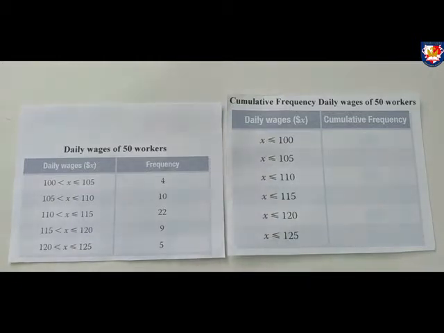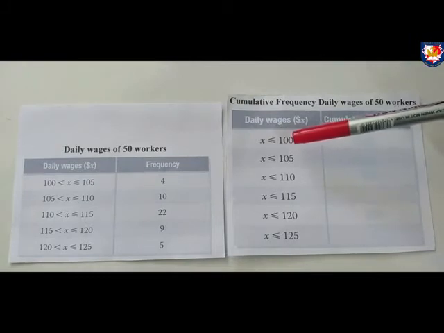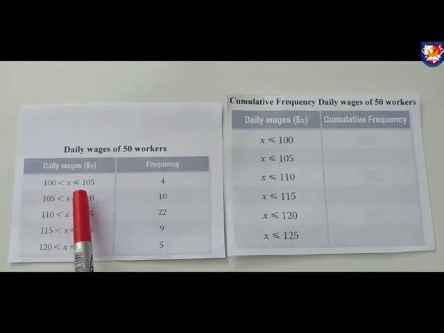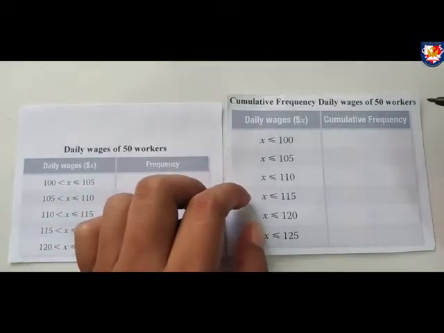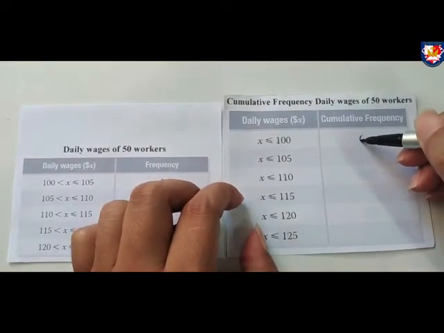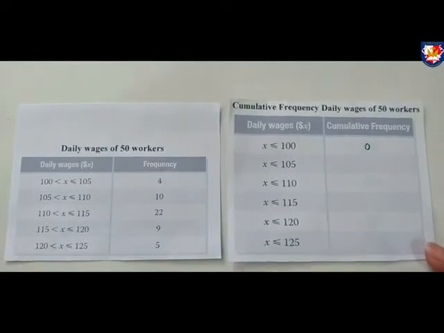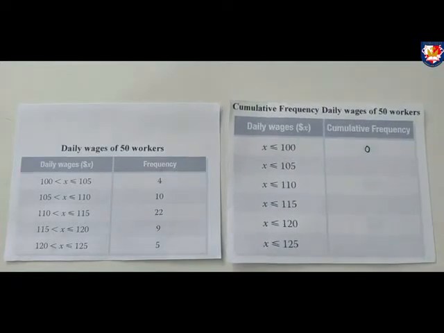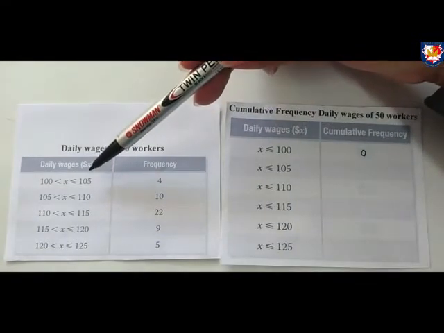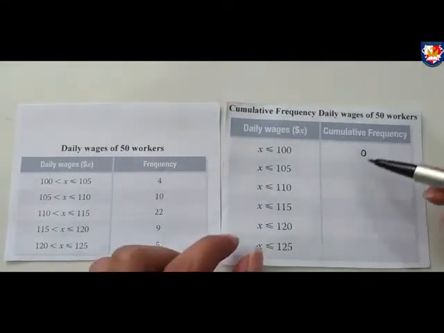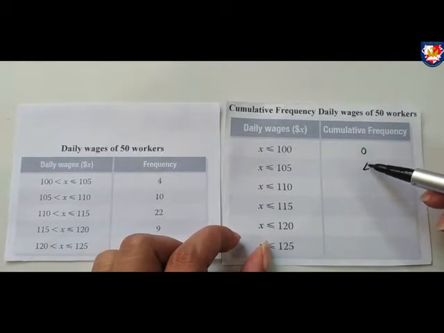Okay, in order to find the cumulative frequency for x less than 100, we look at the table. There is no x less than 100, so we put 0 for the first row. Always start with 0. And then for x less than 105, from the data we know that the frequency less than 105 is 4, so we write 4 here.